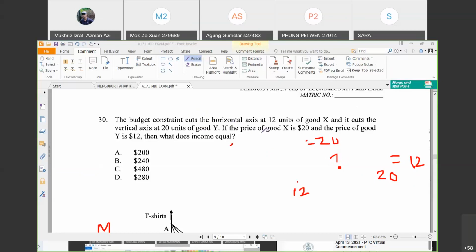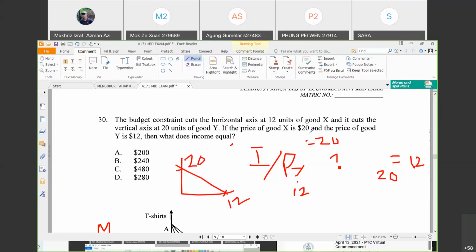So what does income equal to? You recall just now, the slope of the budget line is I over PY or I over PX. That is how you calculate the intersection points. The budget constraint cuts the horizontal axis at 12 units. So if you draw this budget line, this value is 12, and it cuts the vertical axis at 20, so the value will be 20 here.